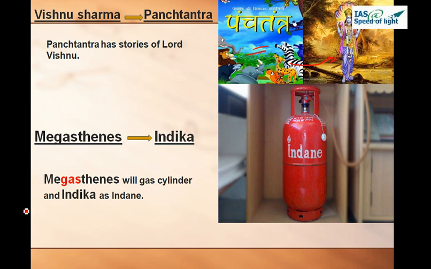Megasthenes. So Megasthenes becomes gas. Right? So which gas cylinder do you get at your home? It is Indane. From Indane we get Indica. So Megasthenes is gas and Indica becomes Indane. So Megasthenes, gas cylinder. And which gas cylinder do you get? It is Indane, or Indica. So Megasthenes is Indica.